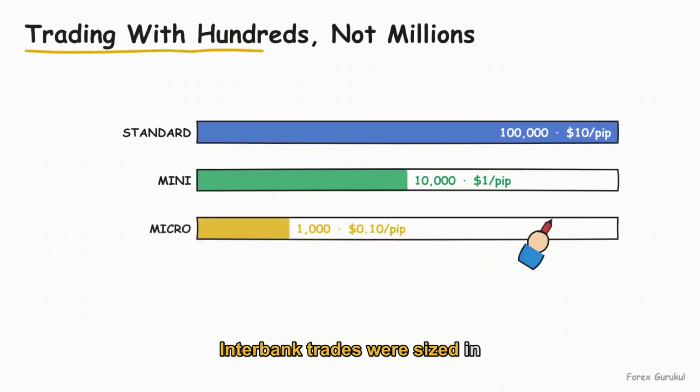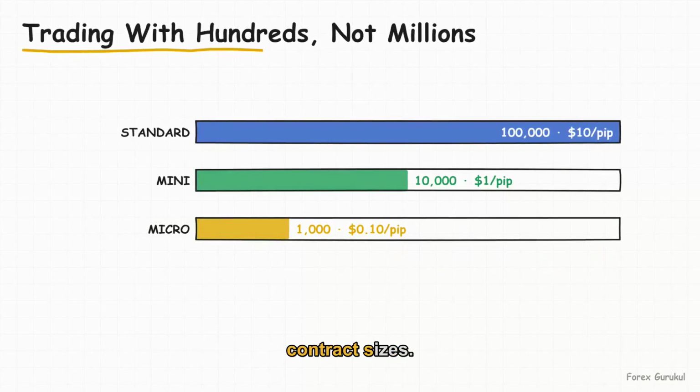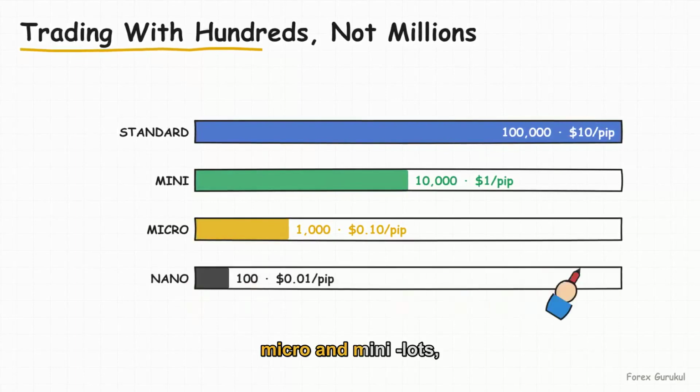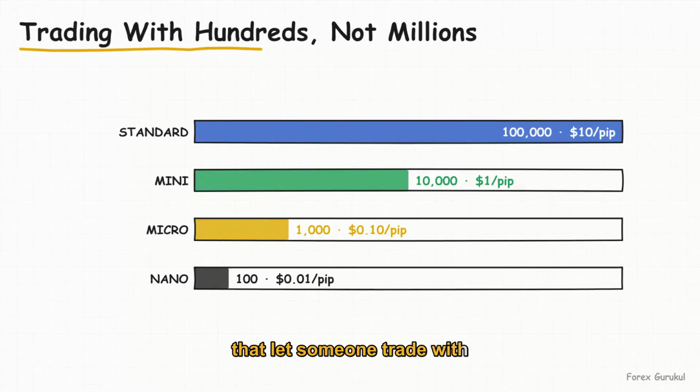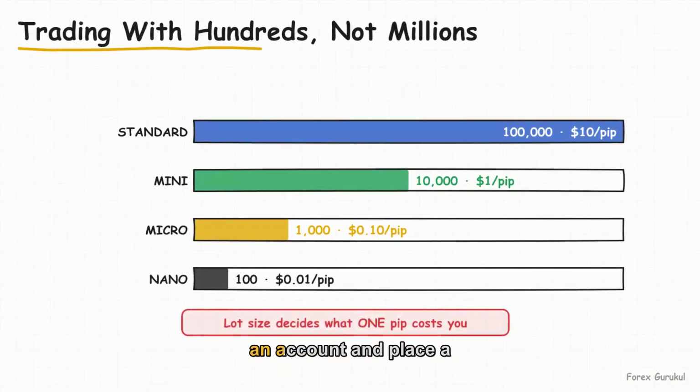Interbank trades were sized in millions. So retail brokers invented smaller contract sizes, what the industry calls lot sizes, micro and mini lots, that let someone trade with a few $100s instead of a few million. That single change is why Danny or you could fund an account and place a trade within a weekend.